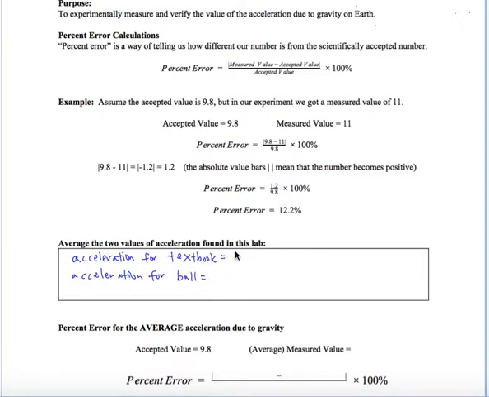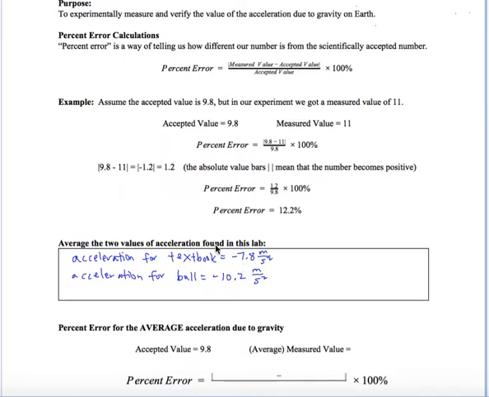I'm just going to make up some numbers here. So let's say I got negative 7.8 meters per second squared for the acceleration of the textbook, and the acceleration of the ball I got negative 10.2 meters per second squared.